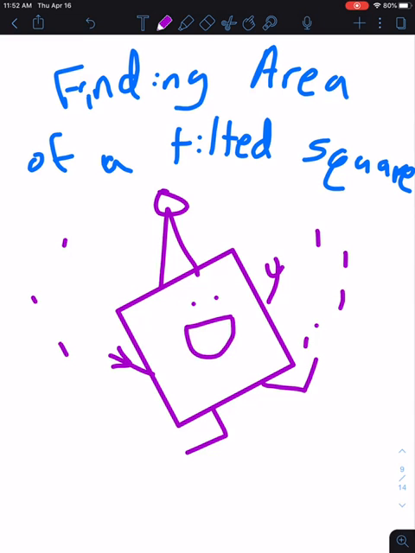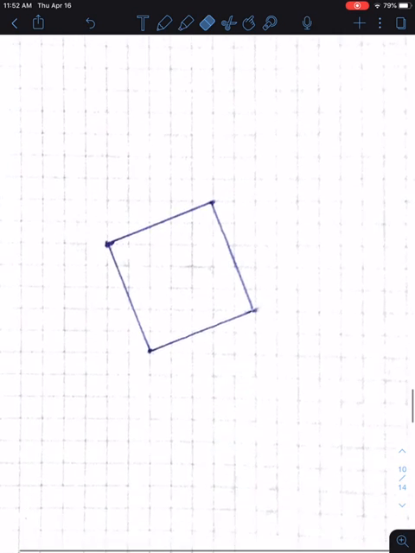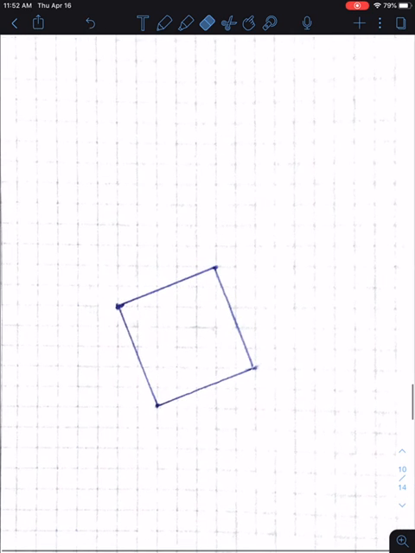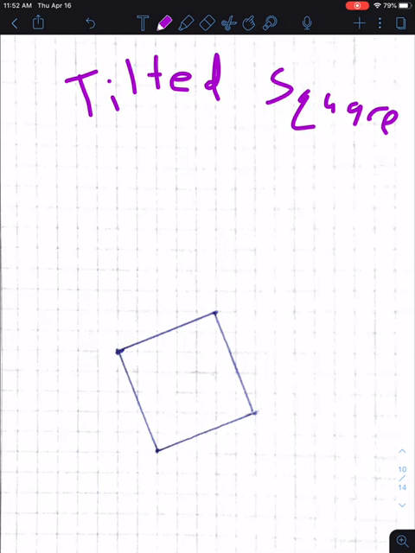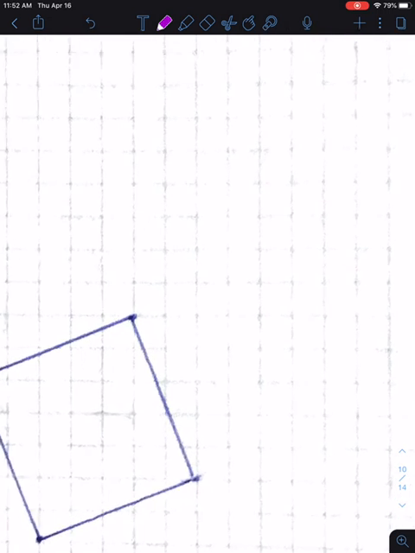Tilted squares are great. Okay, where do you find tilted squares? Well, you don't find them out and about much, but you find them on a grid, okay? So normally when we're finding the area of a square on a grid, it's pretty easy to figure out what the side lengths are. So let's say I draw a square over here.